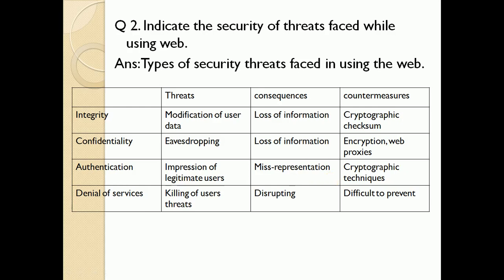The next one is DOS. DOS is called denial of service. So what does denial of service mean? Intentionally you are blocking the websites or the resource so that the authorized person does not get the information. So here you are killing user threads. An authorized user can be deleted there, so they don't get the important message. Then disrupting is there. It is very difficult to prevent such attacks, DOS attacks.